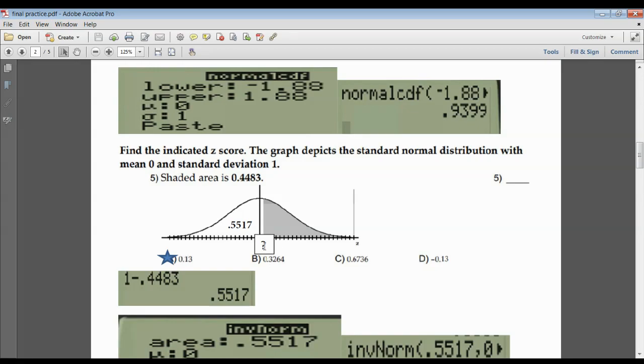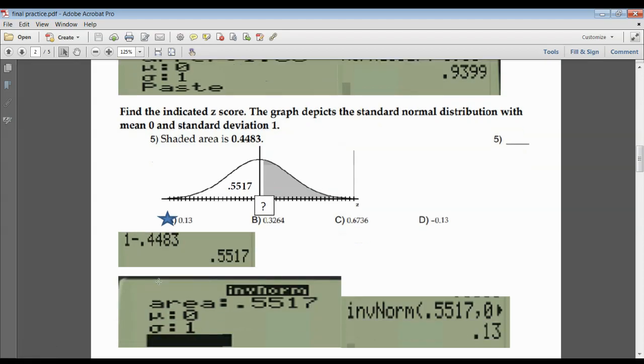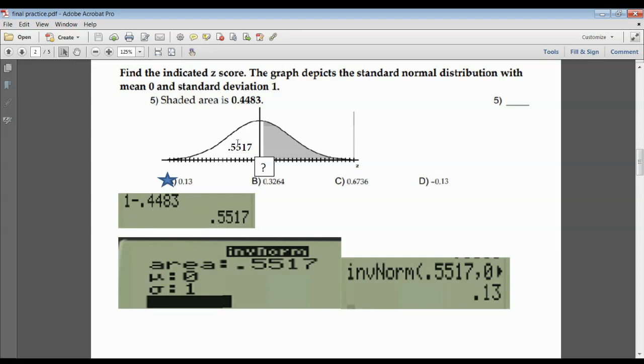Now the area that's associated with this z value that you're looking for, which is the same as an x value because it's a standard normal, is the area to the left. You're not given that. You're told the area to the right. So by subtracting the area to the right, 0.4483, from 1, you find the area that you're interested in is 0.5517. So it's an inverse norm. You know the area that you're looking for, mean is 0, standard deviation is 1, and there's your correct answer.